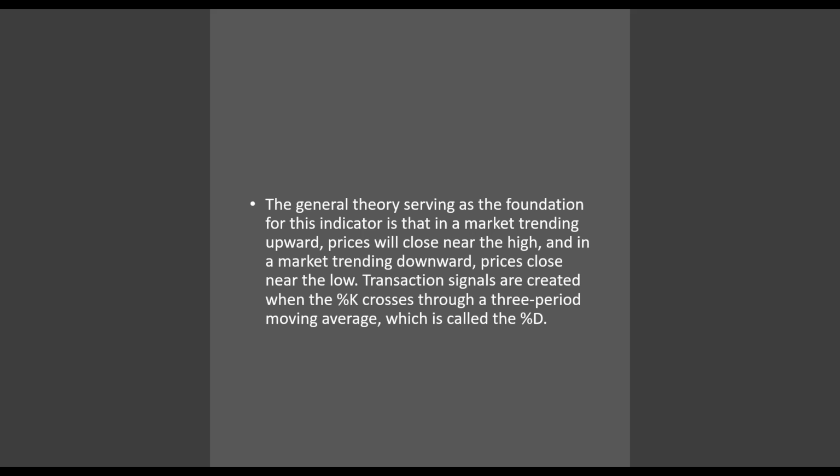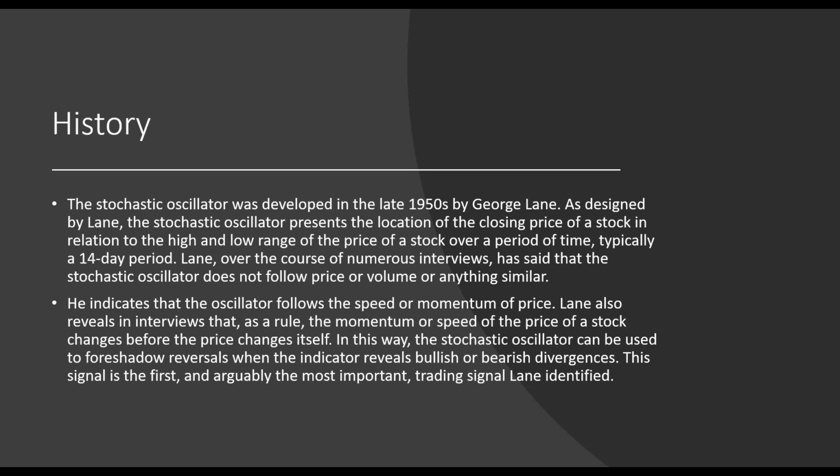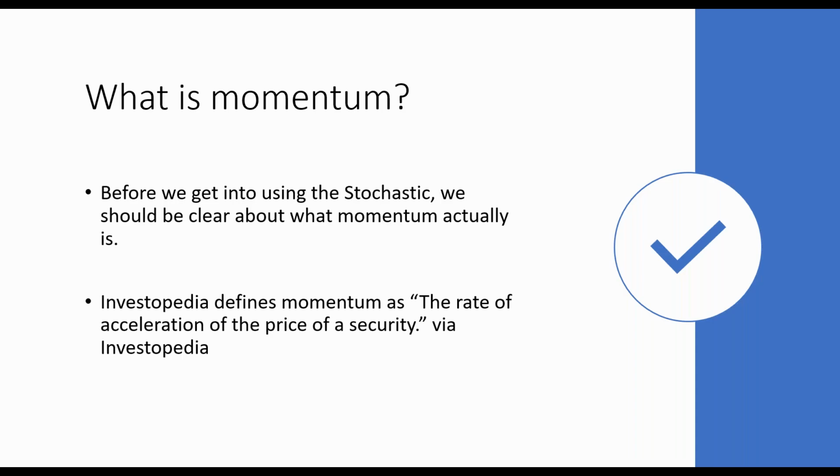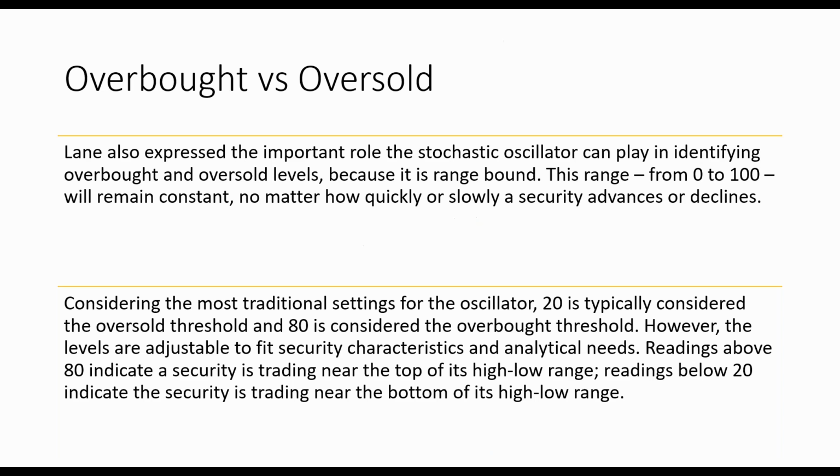Similarly, when you look at MACD, we're doing the same thing. We call it there a MACD line and a trigger line. Here we have the %K and the %D. Lane also expressed the important role that the stochastic indicator can play in identifying overbought and oversold levels because it is range bound. This range from 0 to 100 will remain constant, no matter how quickly or slowly a security advances or declines.